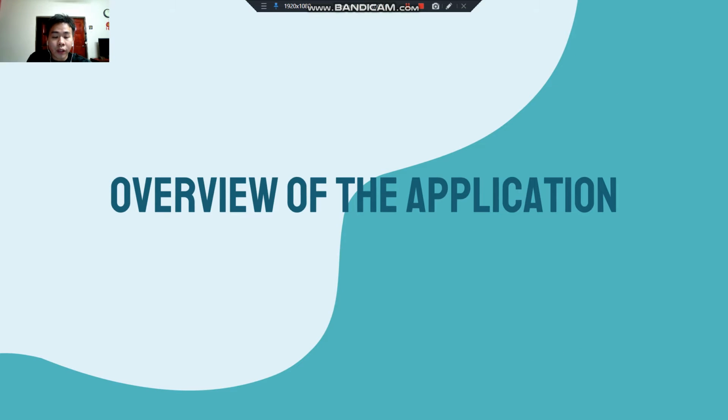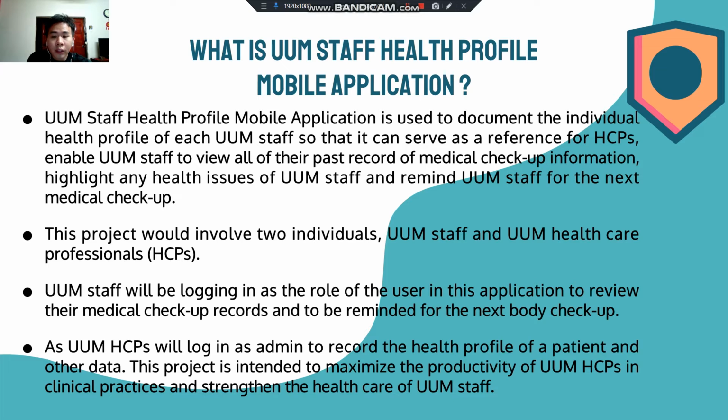For the overview of the application, UM Staff Health Profile Mobile Application is used to document the individual health profile of each UM staff so that it can serve as a reference for healthcare professionals. This application also enables UM staff to view all of their past records of medical checkup information, highlight any health issue of UM staff, and remind UM staff of the next medical checkup.